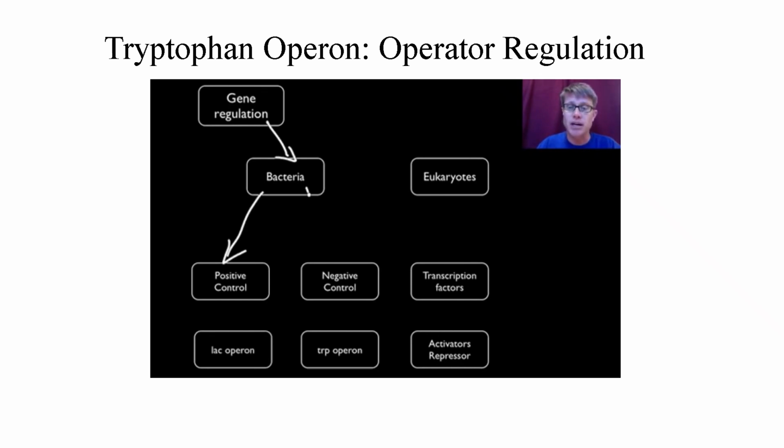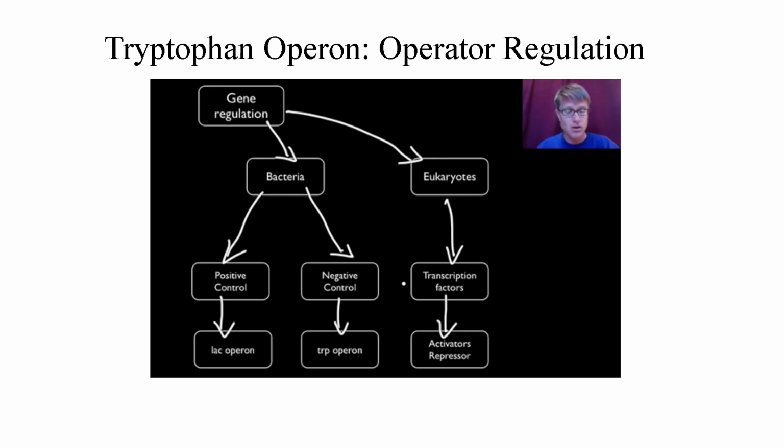And so I'll talk about positive and negative control. Positive control example I'll give you is the lac operon. That deals with lactose. And the negative control is the trp operon, deals with tryptophan. And then finally, I'll show you what we know about eukaryotic gene regulation and how they use transcription factors as activators, repressors to either express a gene or not.